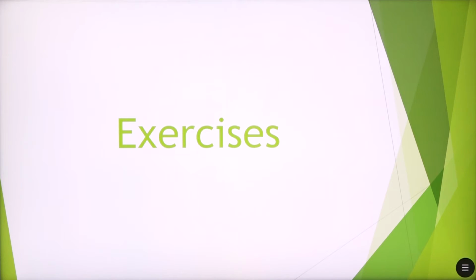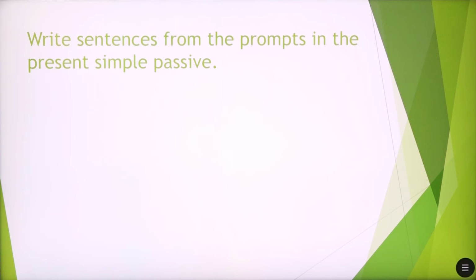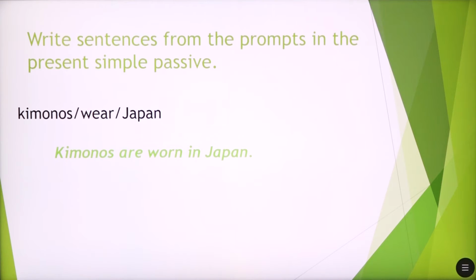Exercises. Let's test ourselves on how much we learned from the things that we discussed. Write sentences from the prompts in the present simple passive. You've got the given words here. Kimonos, wear, Japan. How would you make a sentence by using these words and creating a passive present simple? Kimonos are worn in Japan.